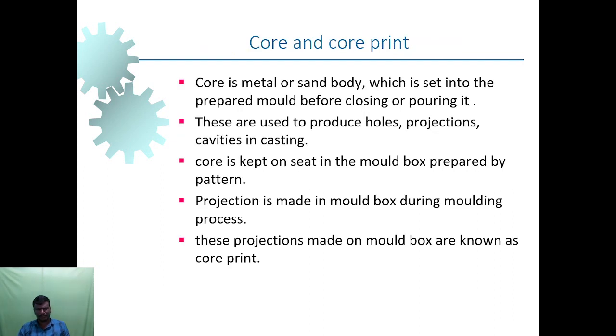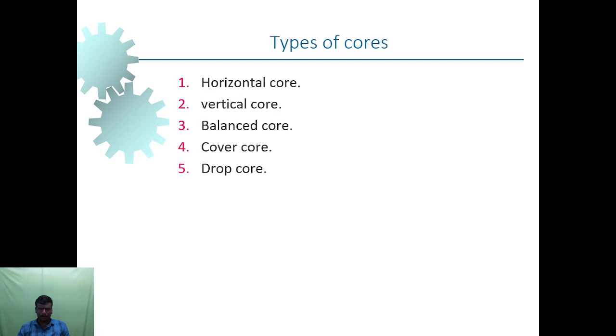Core is a metal or sand body which is set into the prepared mold before closing or pouring. These are used to produce holes, projections and cavities in the castings. Core is kept on seat in the mold box prepared by the pattern. Some projections are made in the molding box during the molding process. These projections made on the molding box are known as core prints. The next, the types of core: horizontal core, vertical core, balanced core, cover core and drop core.